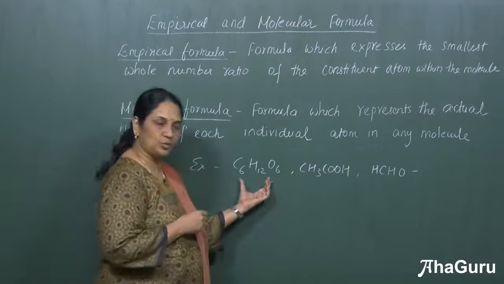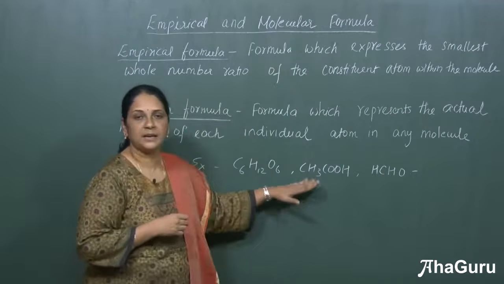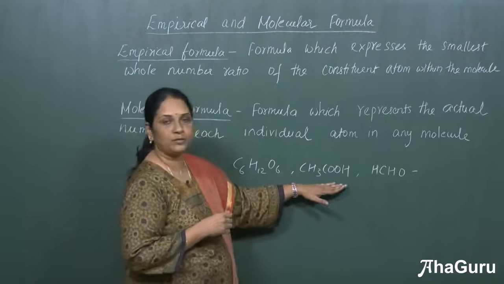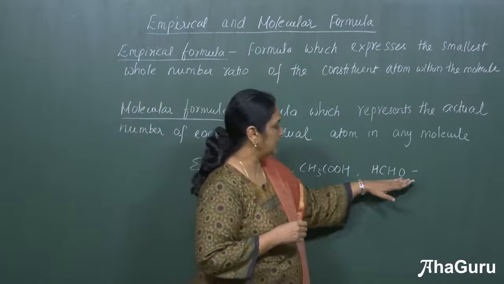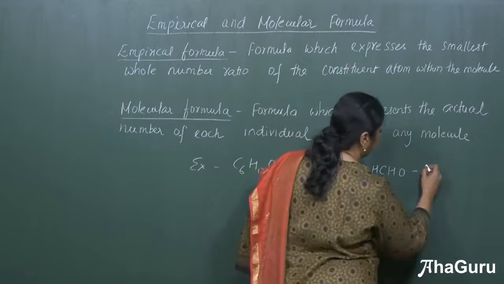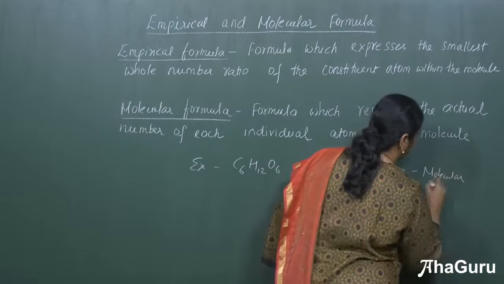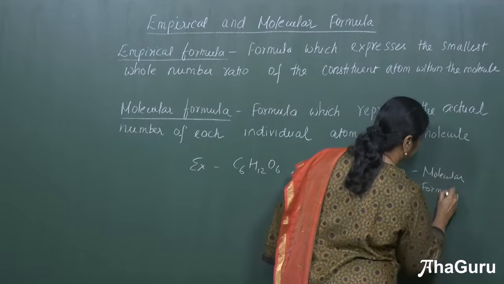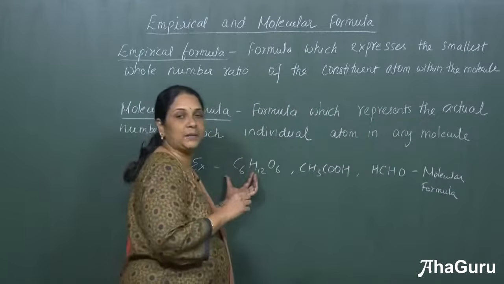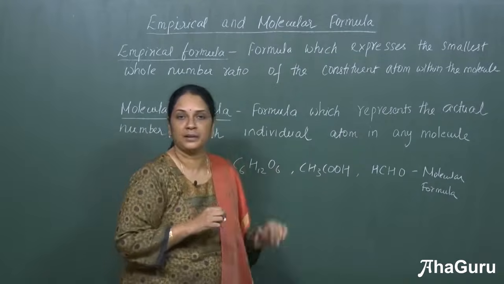So, let us take glucose, acetic acid and formaldehyde. All these are molecular formulas. Okay. So, this is a molecular formula for glucose, this is a molecular formula for acetic acid, and this is the molecular formula of the formaldehyde or methanol. So, all these are molecular formulas. Molecular formula will give you how many carbon atoms are there here, how many hydrogen, how many oxygen in that particular molecule.